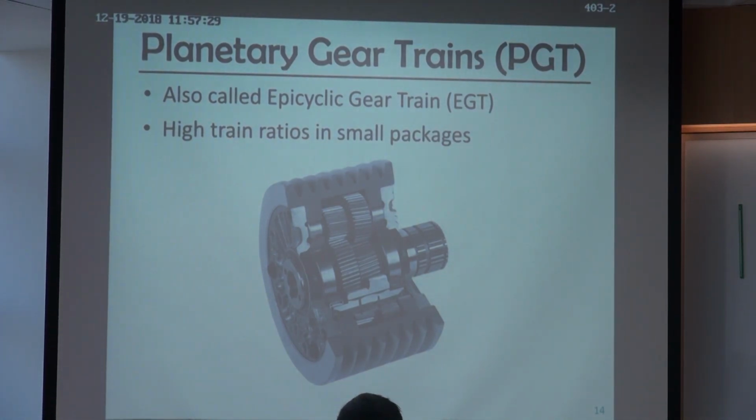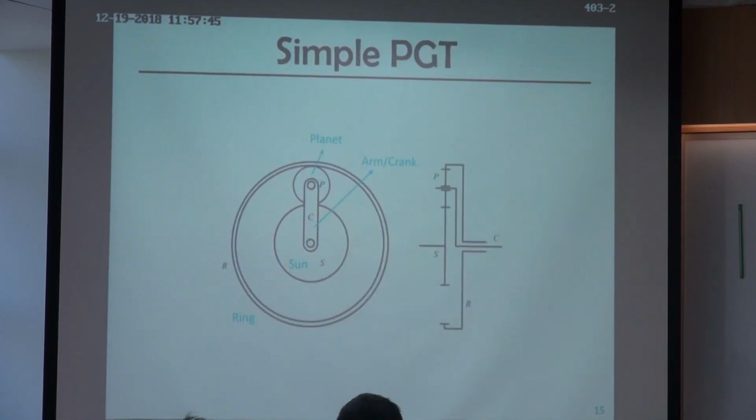Okay, so the last one, well, this is the most important one actually, is a planetary gear train. I don't know if you have seen something like this. It's a simplistic planetary gear train. It includes several parts. One is a central gear, an external gear, and also a planet gear. We may have several planet gears. In this case, we only show one.